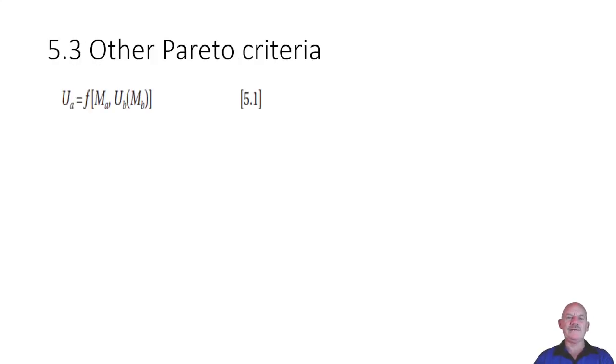So there are other Pareto criteria. I think it's important for you to notice this function. Person A's utility is a function of the consumption by person A, let's call that MA, plus the utility of person B is also affecting the utility of A. If it goes well with my neighbor, then I also have more utility. So the more utility my neighbor gets, the more I will have. But the neighbor's utility is a function of MB.